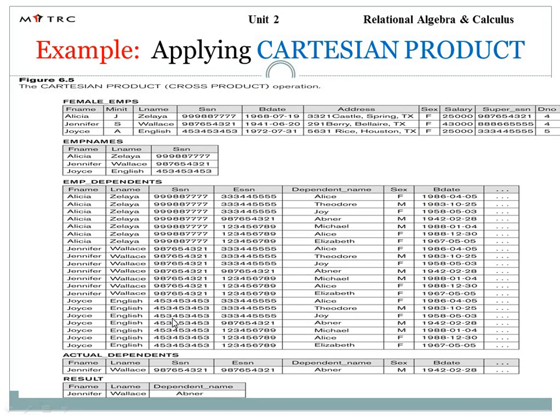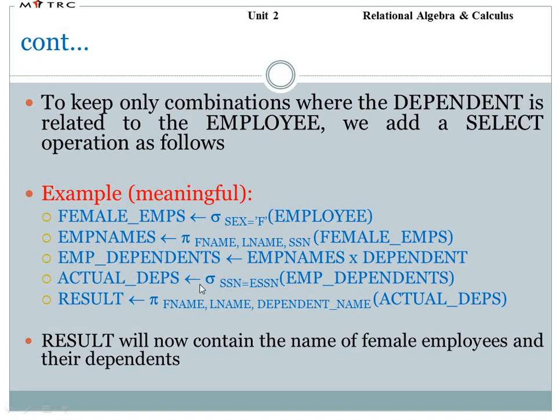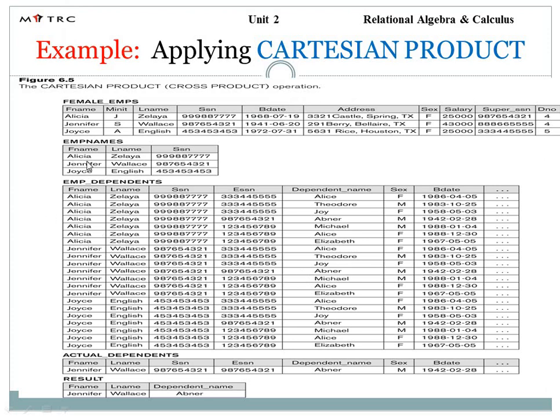We can elaborate this concept with the help of an example. We have female EMPS, the table or relation that gives us an idea about the female employees, having these 3 tuples. These are the employee names, with their respective SSN. When we perform the Cartesian product of employee name into dependent, employee name means these three attributes with their values, along with the table for dependent. The dependent comprises the ESSN, dependent name, sex and birth date.